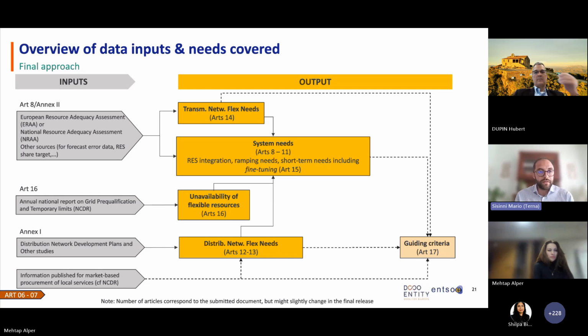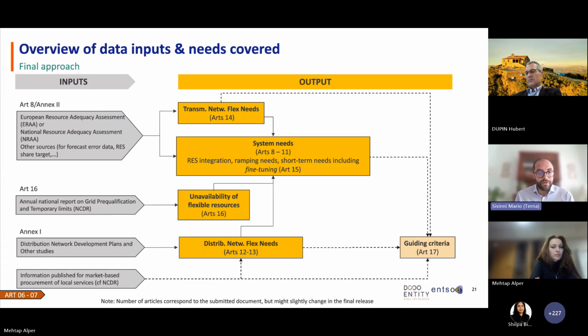On the contrary, the DSOs will mostly base their assessment for the distribution network flexibility needs on their distribution network development plans and other national studies available at national level. Plus, to finalize and implement the methodology, there's a number of additional information that we get from other resources, other studies at national level.